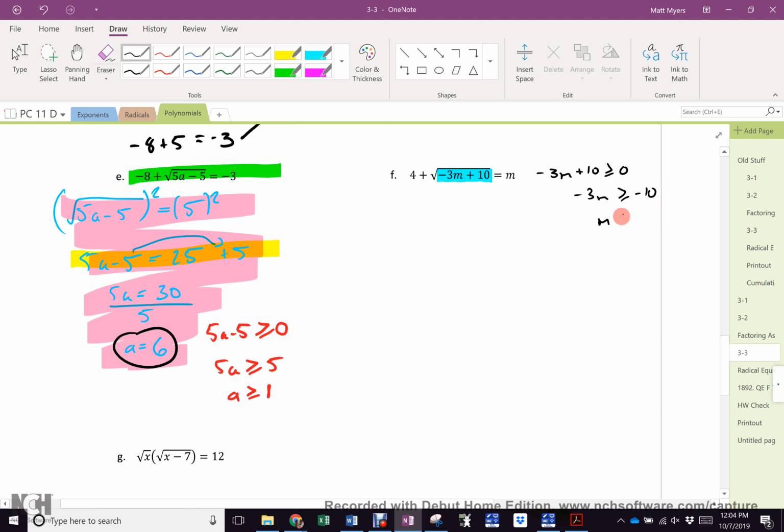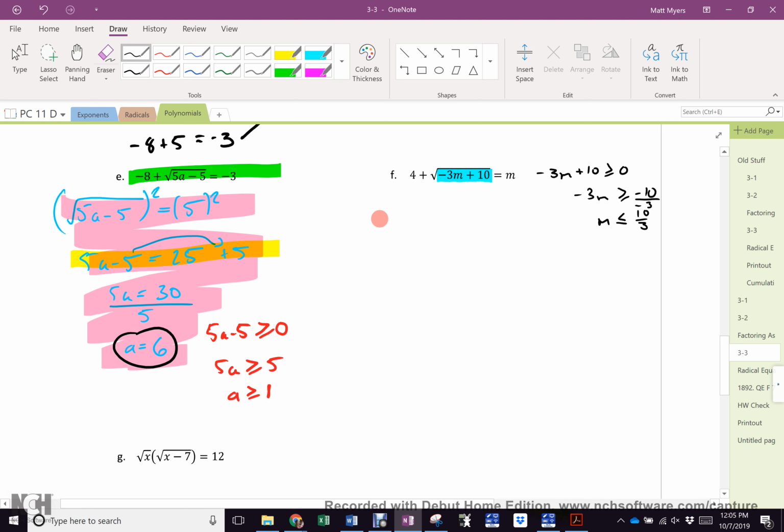And m must be less than or equal to 10/3. Why did I flip the sign? Because I divided by a negative number. Okay? Now, in my head, that's a little bit more than 3, right? Because we hate fractions. So if my m is less than 3, am I going to be okay at the end? All right. So now let's go.